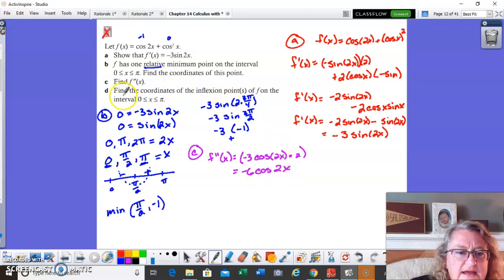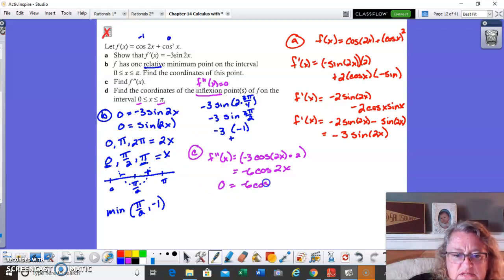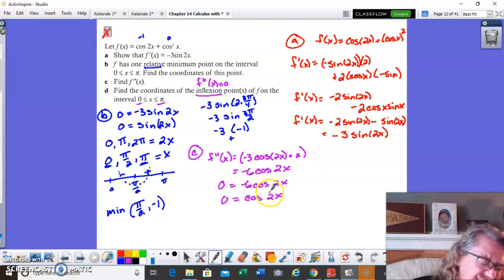Now I need to find the coordinates of the inflection points. We haven't done that one in a while. Your inflection points are where your second derivative equals 0, and we're going from 0 to pi again. So 0 equals -6 cosine of 2x. Divide by -6: 0 equals cosine of 2x. So when is cosine equal to 0?